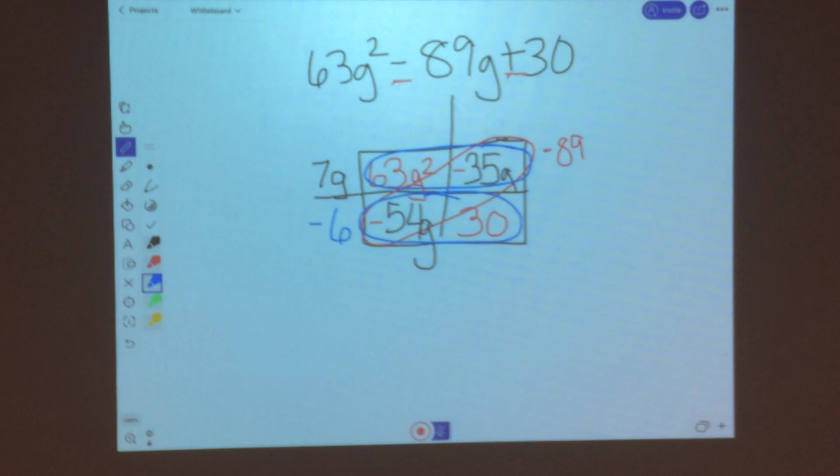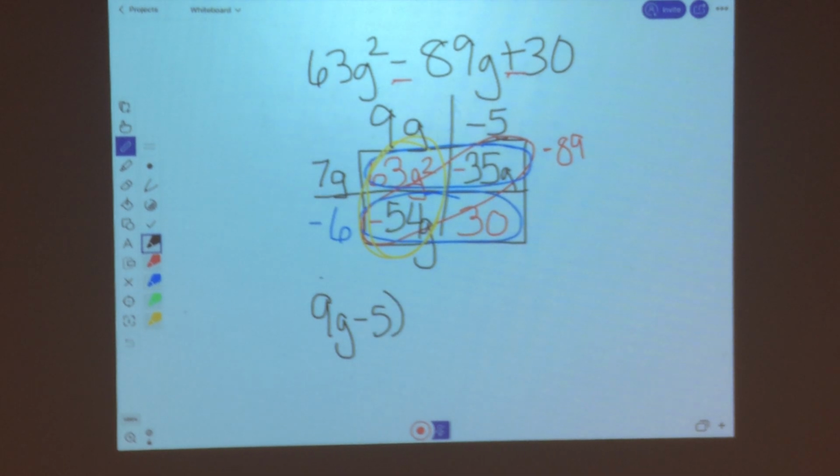If I look at my columns, 7 times 9g gives me that 63. So 9 times negative 6 gives me the negative 54, so that one works out. And 7 times a negative 5 gives me a negative 35g. So if I check the bottom box, negative 6 times negative 5 gives me that positive 30. So for this problem, your factors are 9g minus 5 and 7g minus 6.